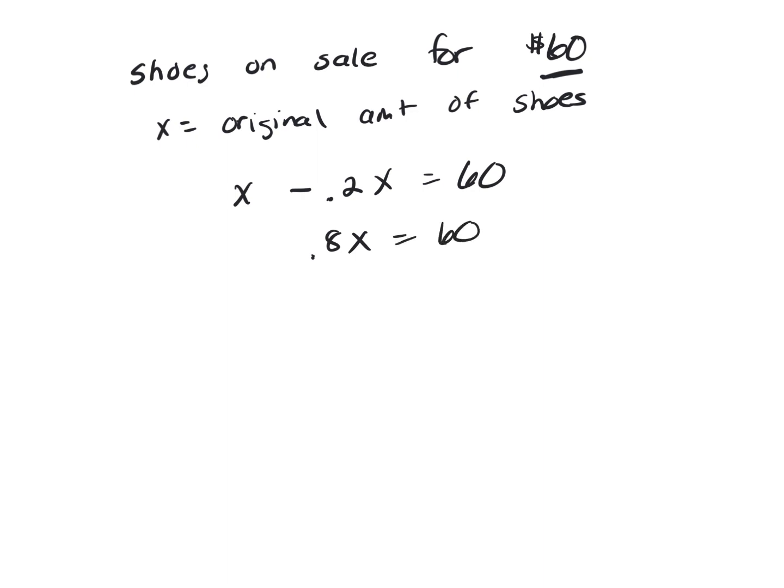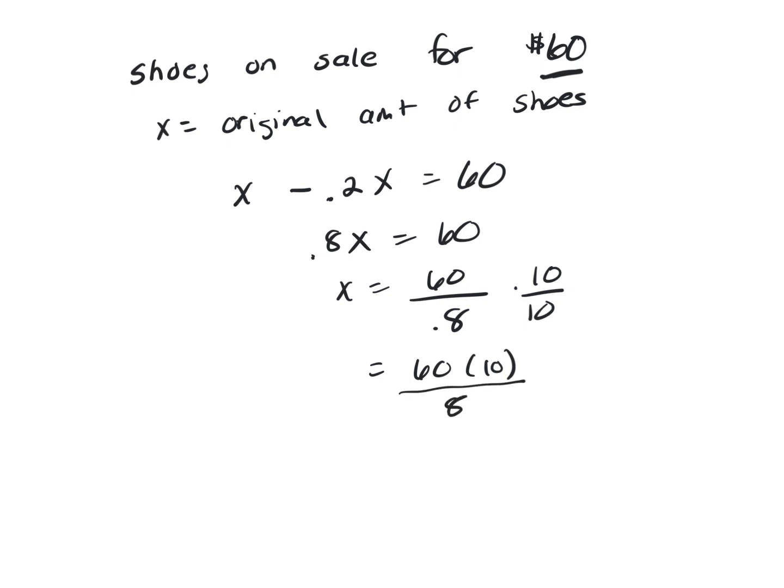X is the original amount of the shoes. So let's divide both sides by 0.8. I don't feel like doing long division, so I'm going to multiply the top and bottom by 10. I'm going to leave that as 60 times 10 in the top, and the bottom I'm going to call that 8. And 4 will go into 8 2 times.